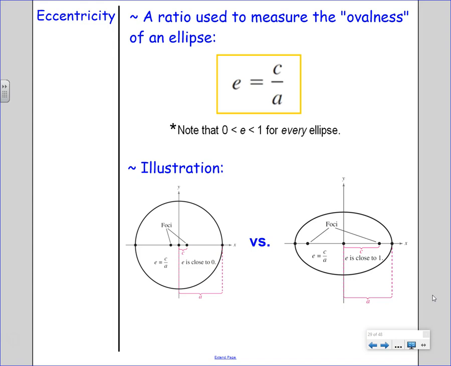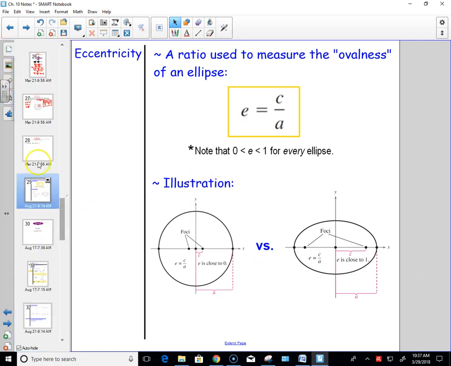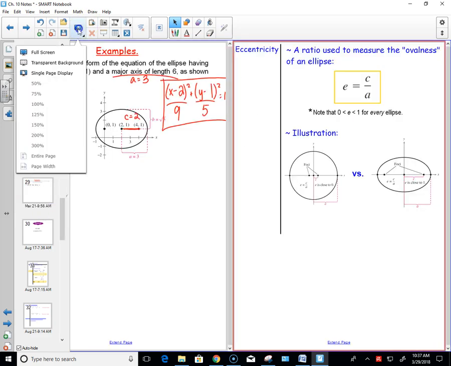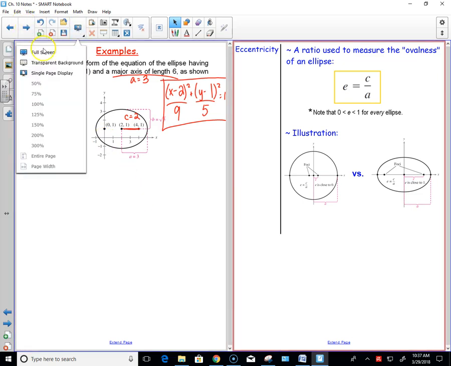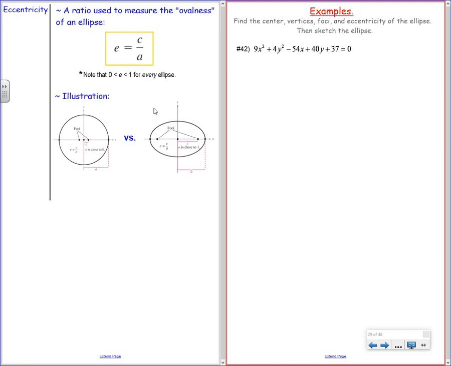So I'm going to go ahead and freeze the screen so that you can get down your formula for eccentricity. Do you know how to find C, or what C stands for? Yes, distance to focus from center. Do you know what A stands for? Yes, major radius. So all we're missing is an example where you'd have to get the x terms and the y terms together, and then complete the square on both. Okay, we'll do that example on Monday. But I think you basically got it.